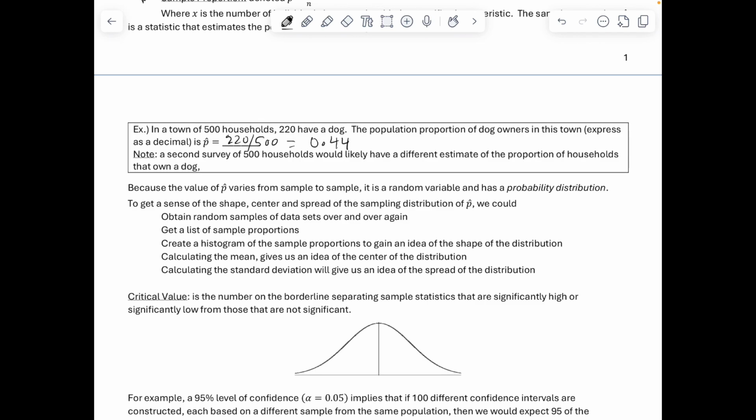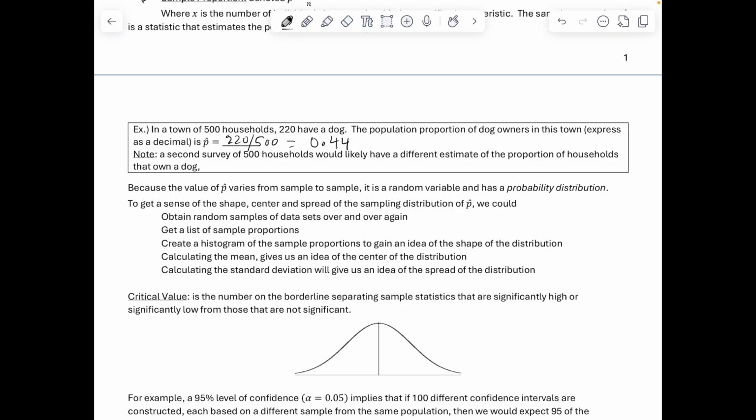Note that a second survey of 500 households would likely have a different estimate of the proportion of households that own a dog. So if we were to survey a different area, maybe where it's not so common to have a dog, or maybe another area where it's even more likely to own a dog. Because the value of p hat varies from sample to sample, it's a random variable and has a probability distribution.